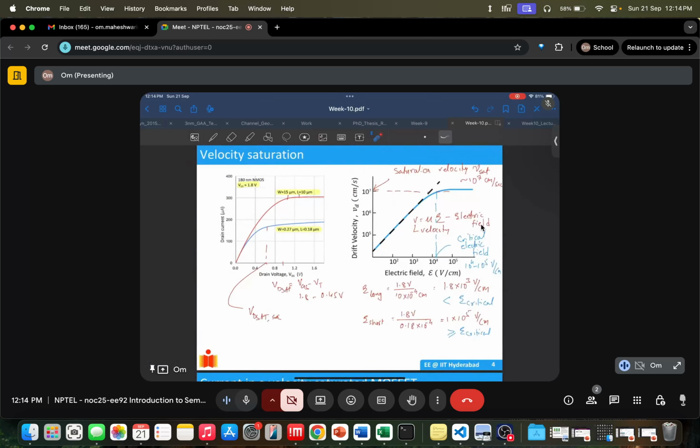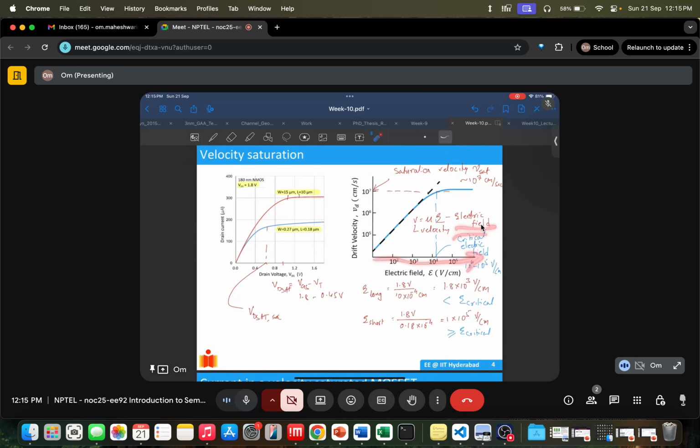This shows two graphs. The one below is a short channel MOSFET, and the top one is a long channel MOSFET in the same 180 nanometer technology node, and it shows some velocity saturation effect. We have already seen what velocity saturation is. Basically, vd is mu times E, so the drift velocity is linearly dependent on electric field, where mu is constant. But as the electric field keeps increasing, the velocity saturates. It does not increase linearly with electric field anymore, and this is due to various kinds of scattering.